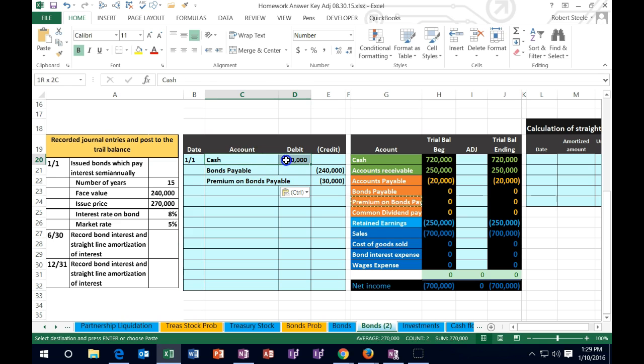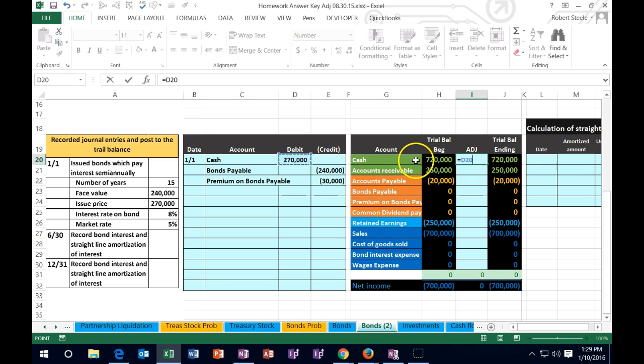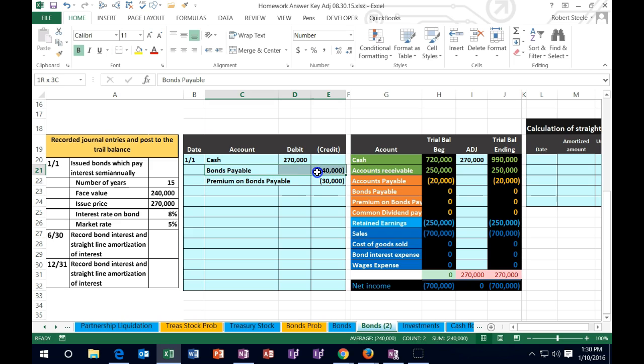We're going to post the cash first. Here's cash here, or here's cash here. We're going to post it to I-20, so in I-20, we're going to select equals and point to this 270. This is a debit, this is a debit, those are the same thing. That's going to make this go up in the debit direction to 990. Then we have a bond payable. Here's the bond payable. We're going to post that to bond payable here, to the blue area in I-23. We're going to select equals and point to that 240. It's going to make this go up in the credit direction to 240.